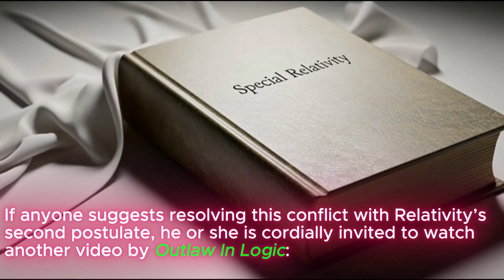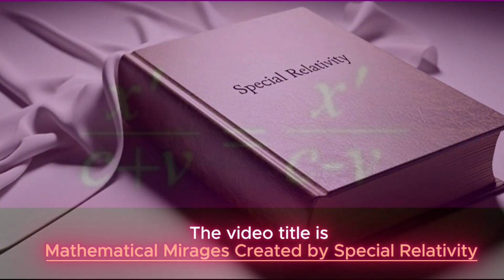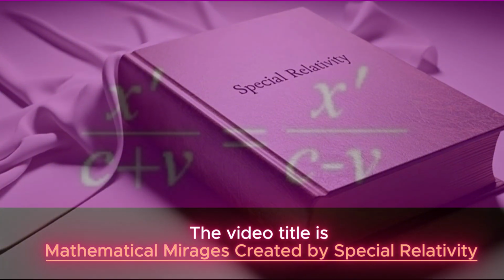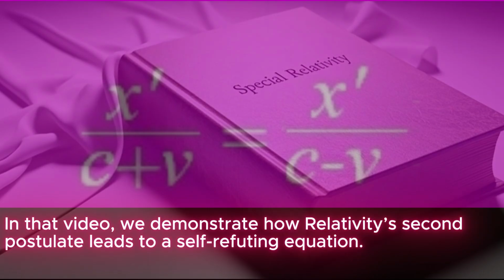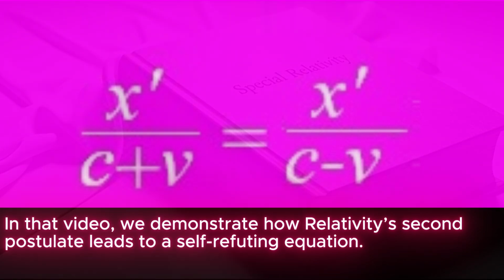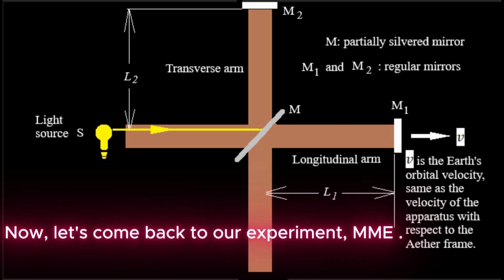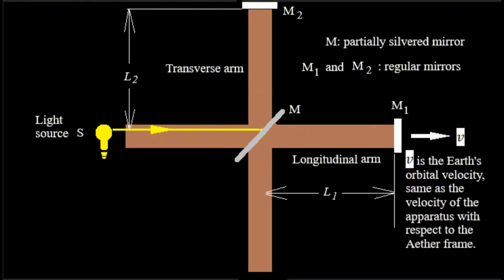If anyone suggests resolving this conflict with relativity's second postulate, he or she is cordially invited to watch another video by Outlaw-In-Logic. The video title is Mathematical Mirages Created by Special Relativity. In that video, we demonstrate how relativity's second postulate leads to a self-refuting equation. Now, let's come back to our experiment, the MME.